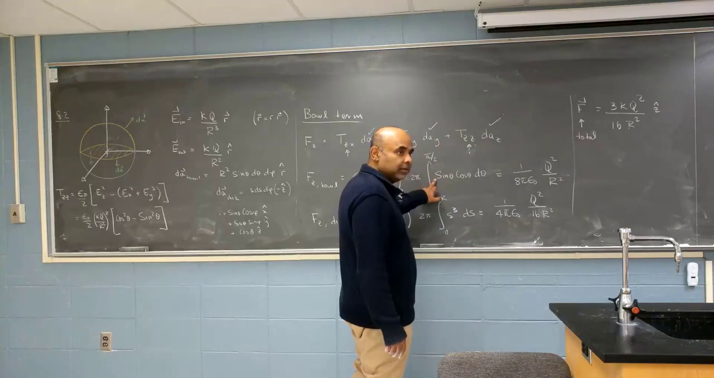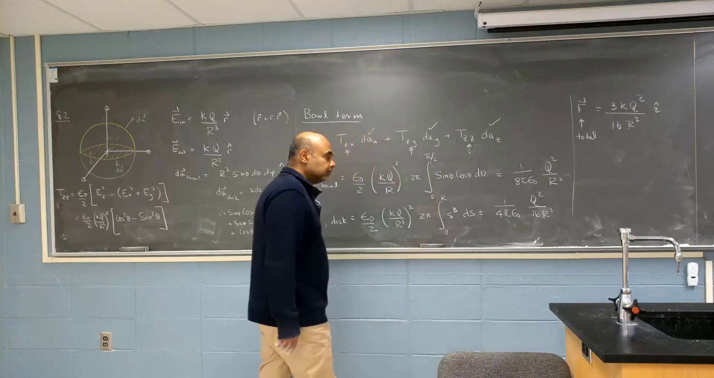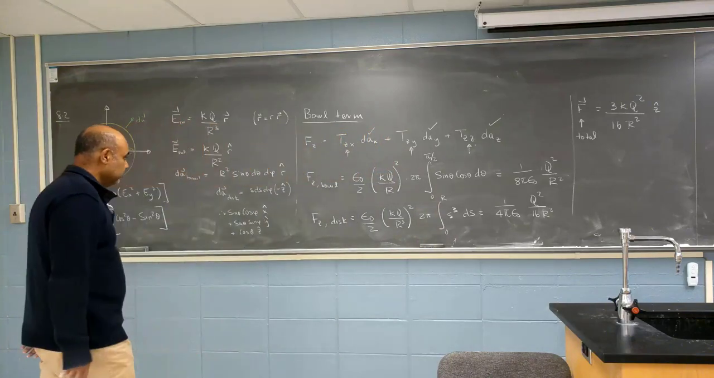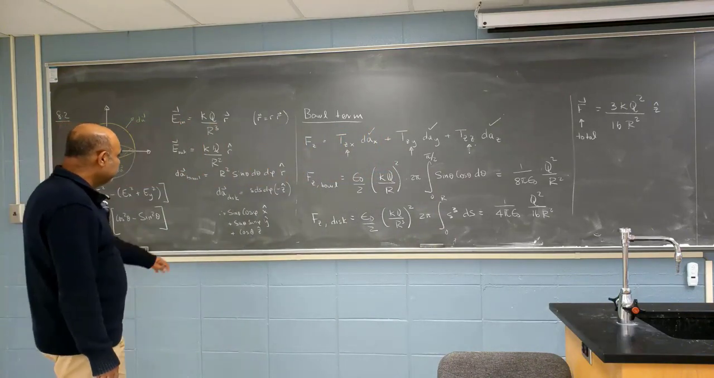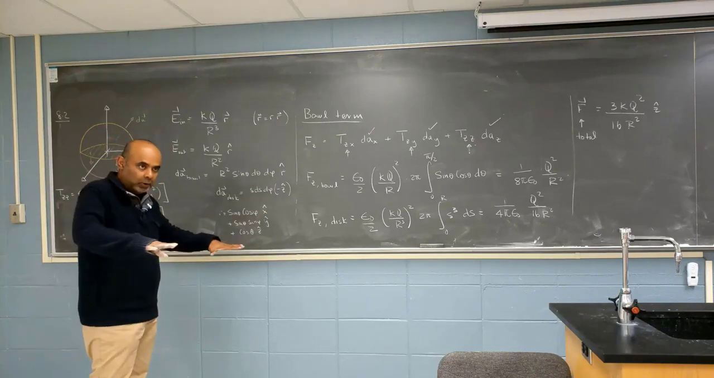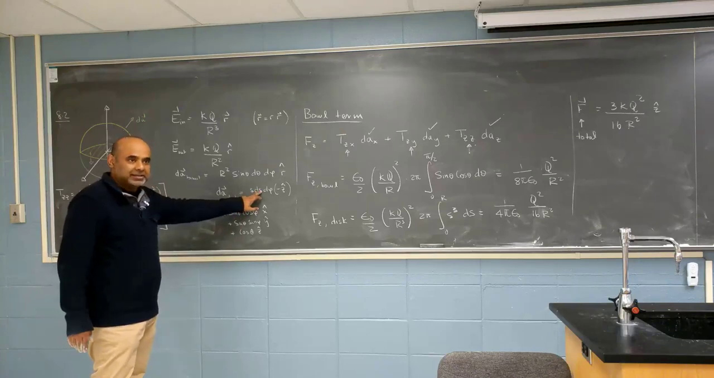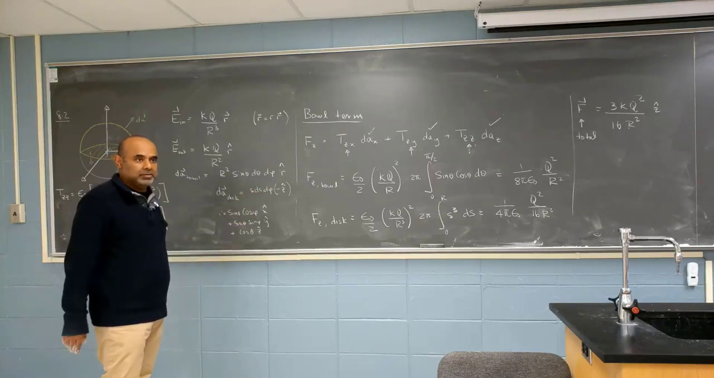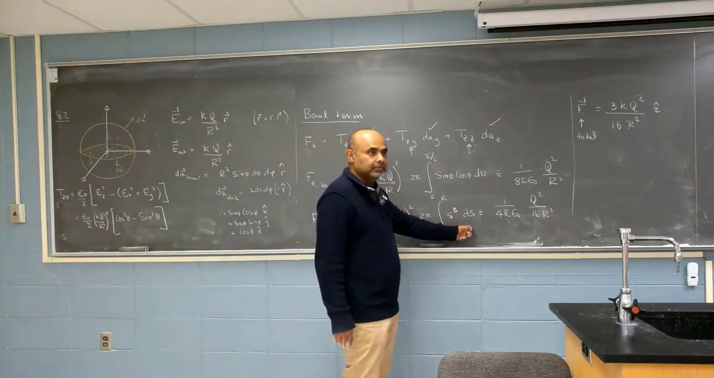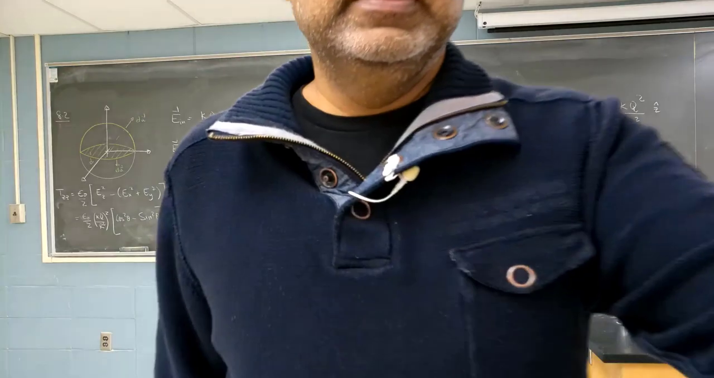The r squared? Oh, okay. Yeah, we had an r squared here. Okay, yeah. In the disk, it's s ds d phi. There's no r, because you're integrating over s, as a matter of fact, going from 0 to R. Yeah? Please check the math. Let me know.